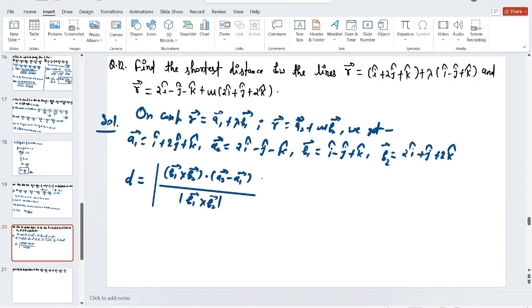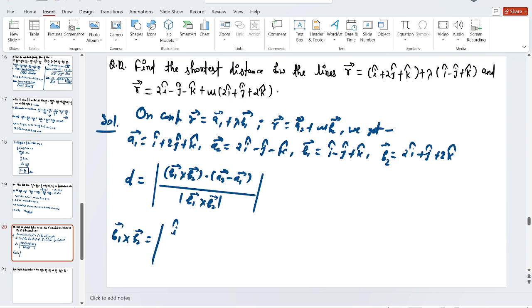Taking the modulus here, you get the answers. I hope it is clear to you. So first we need to find the vector v1 cross v2. So what is vector v1 cross v2? We simplify it here.